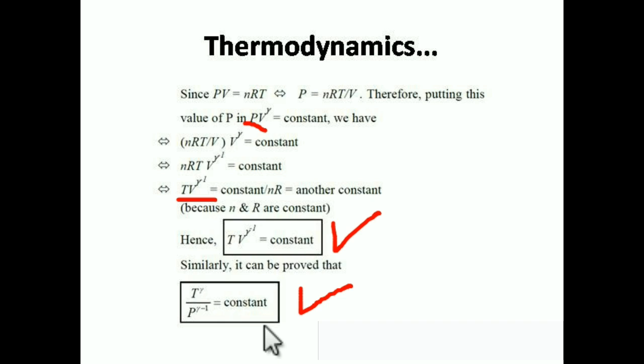Please remember all the formulas, all 15 to 20 formulas for all the processes. These are very important to be remembered.